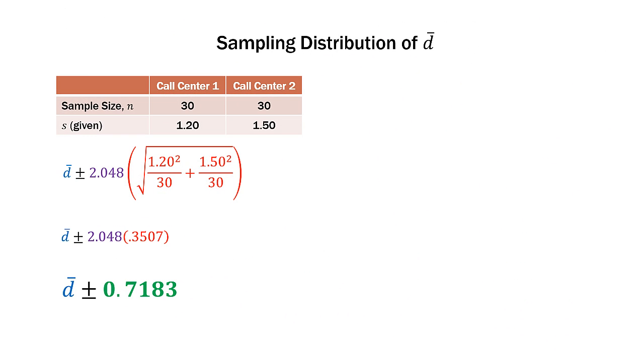So let's go ahead and look at this visually. We have our chart here in the top left. We have a sample size of 30 for call center 1, sample size of 30 for call center 2. Then we have our sample standard deviations, which were given to us, of 1.2 and 1.5 respectively. Everything below that is the same thing we had on the previous slide, so no new surprises there. But we have our margin of error of 0.7183. Remember, d bar will be the sample difference when we actually calculate that. We'll do that in the next slide, I believe it is.